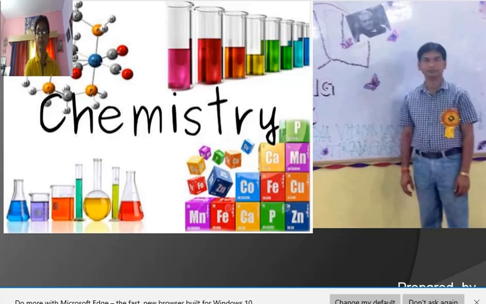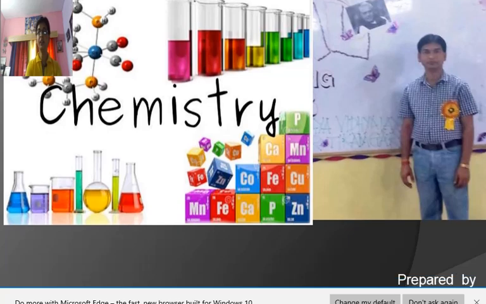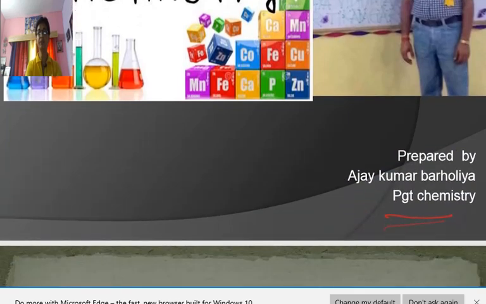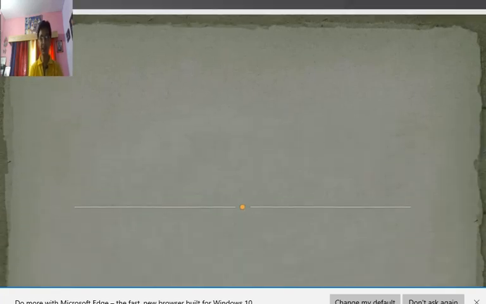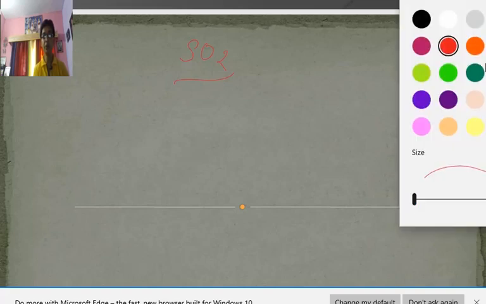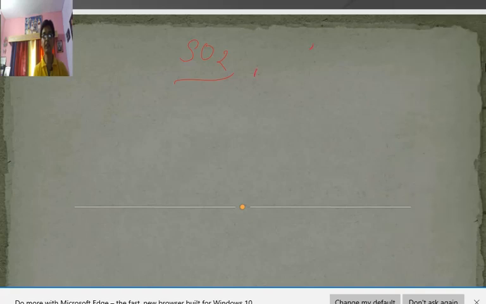Today I am going to start oxides of sulfur. Generally there are two types of oxides of sulfur. First is sulfur dioxide, SO2. Second is sulfur trioxide.